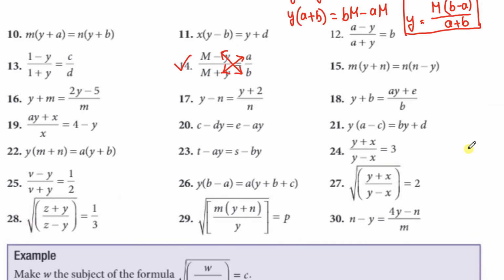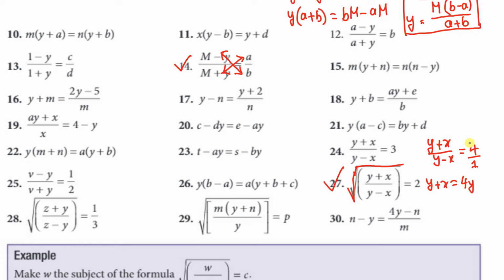Let me show you one more question. So if it is written here square root, say this is one equation having the square root, make it square on both sides first. We can write the expression y plus x divided by y minus x, because the whole term is written under the square root. So we are squaring both sides. On the right side 2 squared is 4. Now just do cross multiplication. So you can write y plus x equals 4y minus 4x. 4y minus 4x.